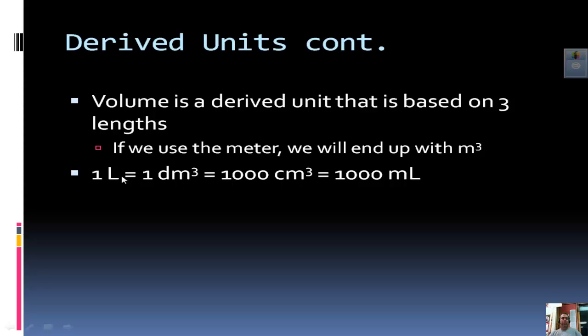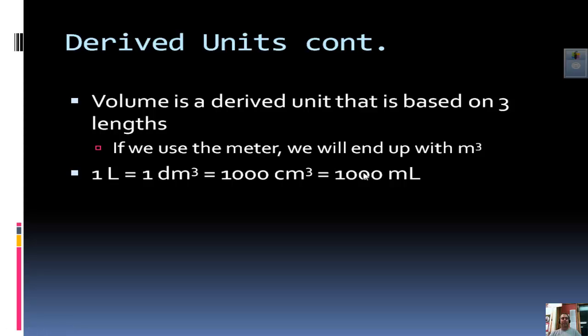But if you notice here, 1 liter is 1 decimeter cubed. Liters and decimeters cubed are exactly the same. Now let's come over here. 1,000 centimeters cubed is equal to 1,000 milliliters. Centimeters cubed and milliliters are exactly the same also. So 1 liter is 1,000 centimeters cubed. 1 liter is 1,000 milliliters. 1 decimeter cubed is 1,000 centimeters cubed. 1 decimeter cubed is equal to 1,000 milliliters.